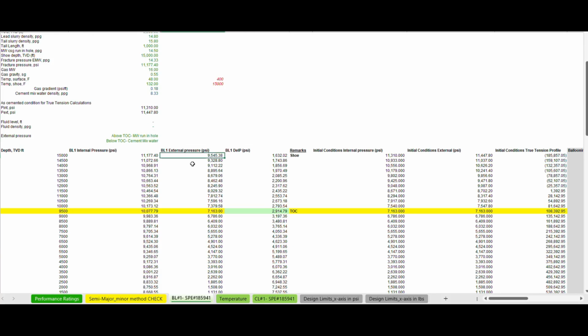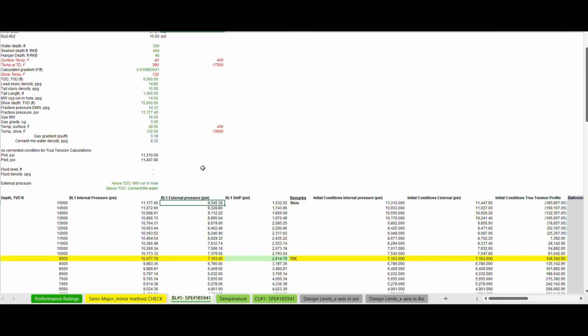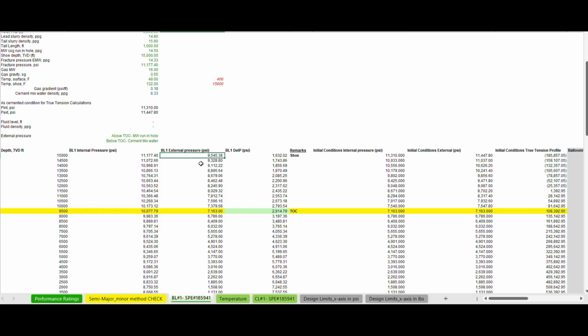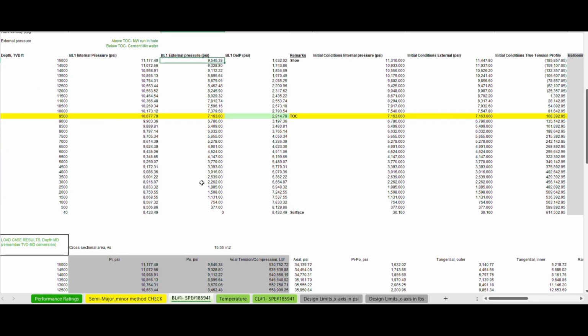Okay, so as we mentioned, different companies have different external pressure profiles. In this specific load case, the external pressure was given by the mud weight running in hole. So if you see the calculation here, that was mud weight running in hole, and then in the cemented interval, it was the cement mix water. So you could basically easily calculate the hydrostatic pressure profile on the outside of the casing.